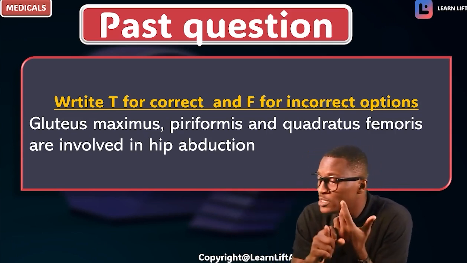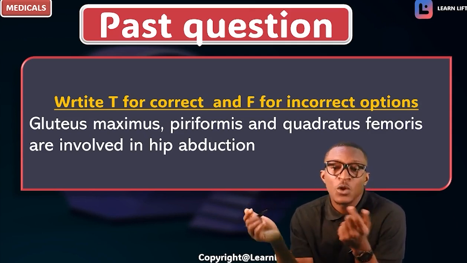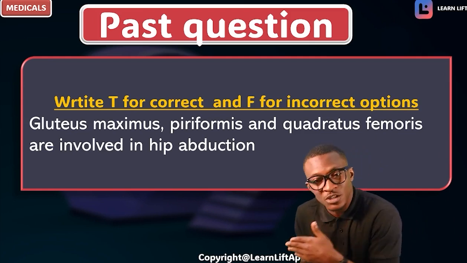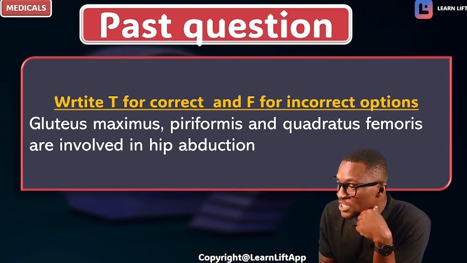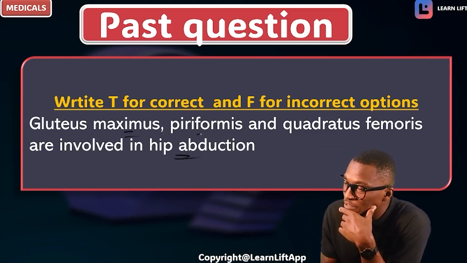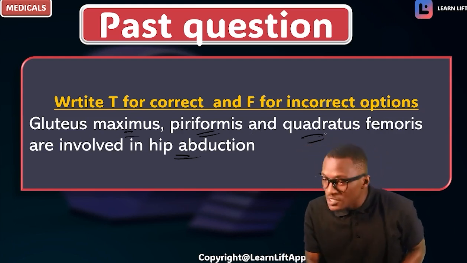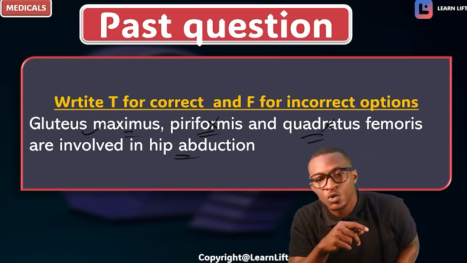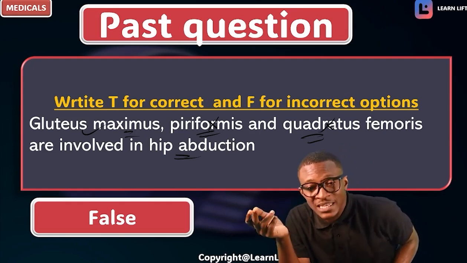What is superficial? Gluteus maximus, medius, minimus, tensor fasciae latae. While those that are for your lateral rotation are deep. So for hip abduction, it is superficial. We really have one superficial here. Yes, piriformis is deep. Quadratus femoris is deep. So this is correct, but piriformis is wrong, and quadratus femoris is wrong. So option four becomes the answer. The answer becomes your option four.